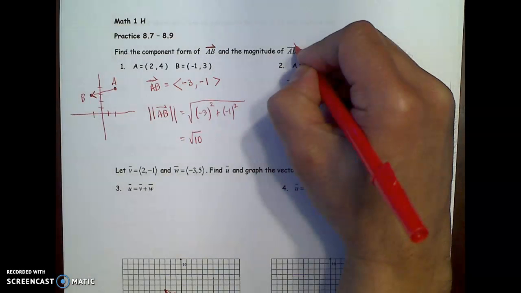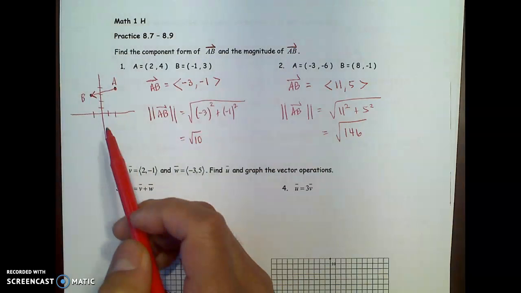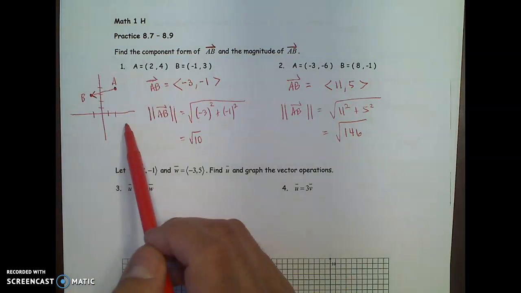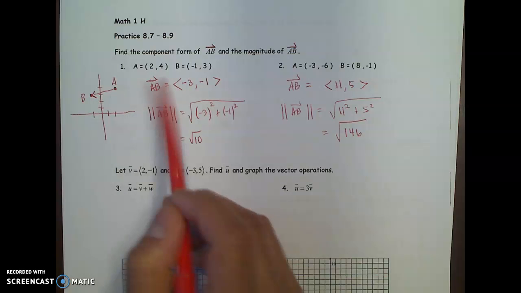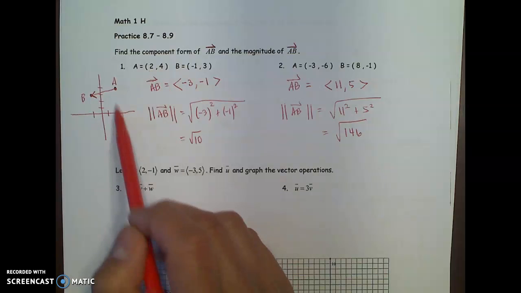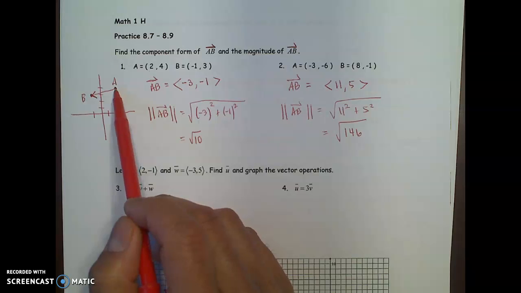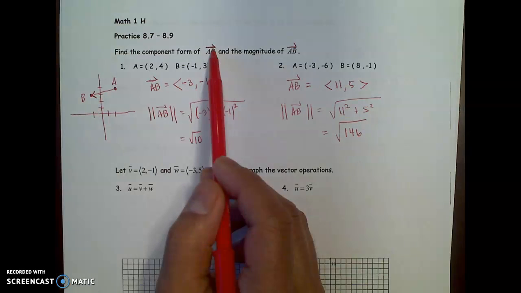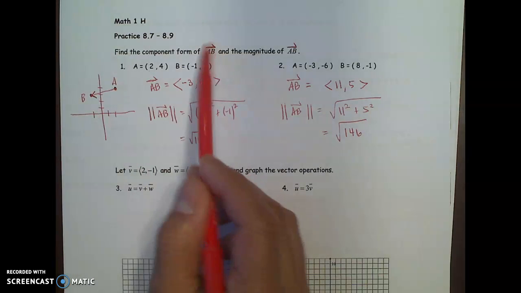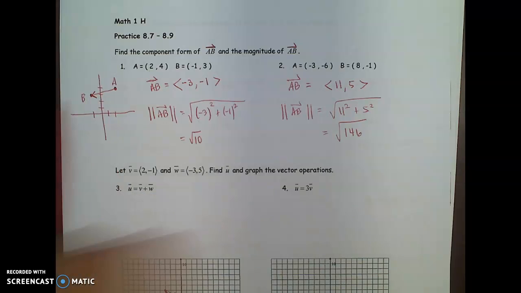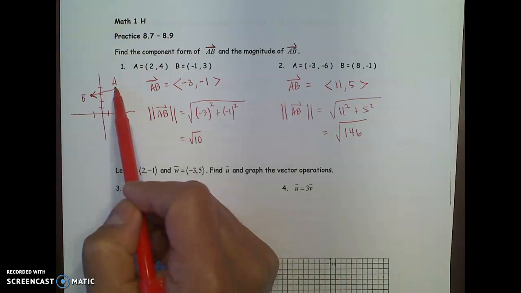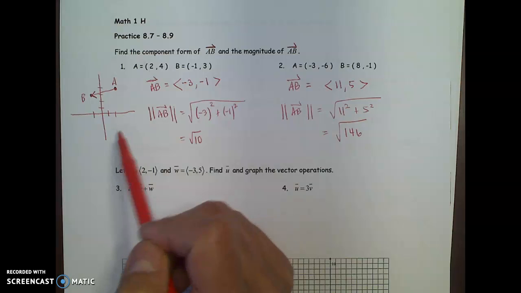So with this label as vector AB, what can help sometimes is to draw a little sketch. Here these are ordered pairs, so I graphed point A and I graphed point B. Because the arrowhead is on B, we know that's the direction the vector is going. So A is the tail, B is the head of the vector.